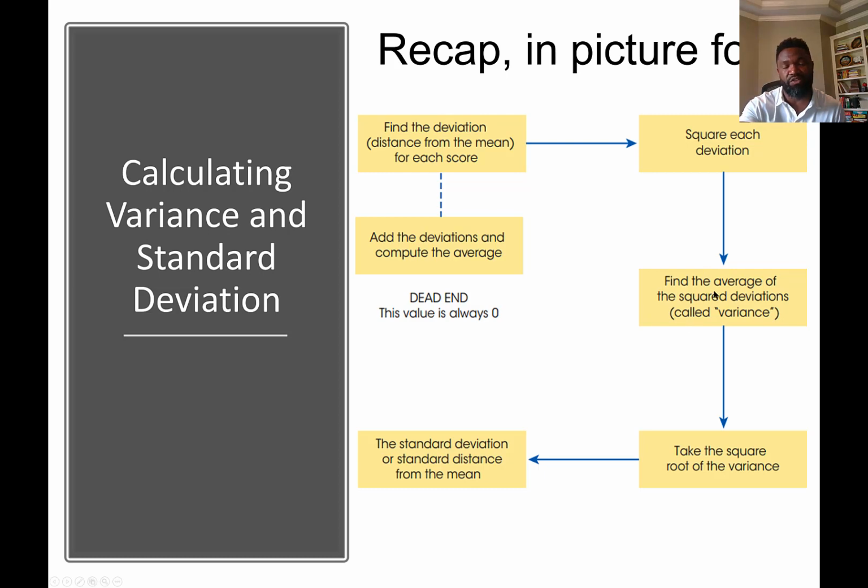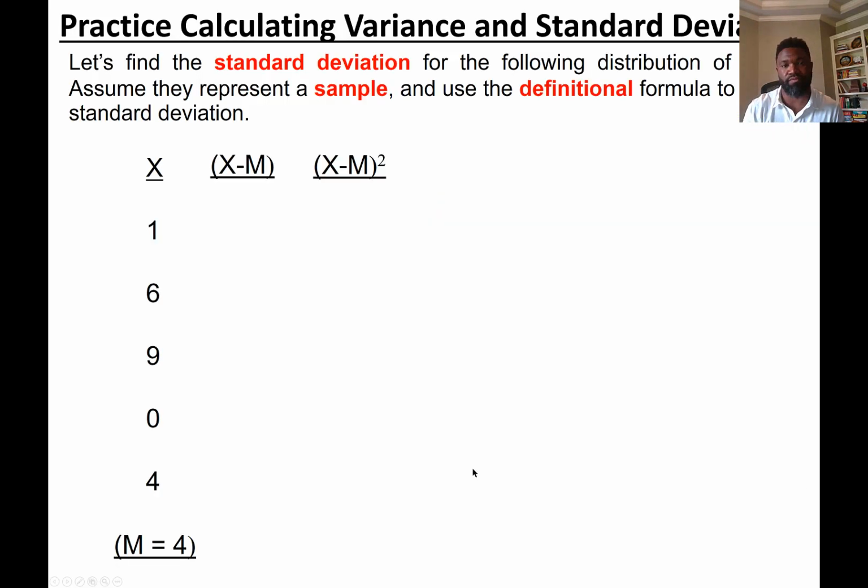So you divide it by n if you were doing the population standard deviation, or sorry, population variance, and n minus 1 if you're doing the sample variance. And then you have to take the square root of that if you want to get the standard deviation. And that's fairly straightforward. Now, let's do some practice, okay?